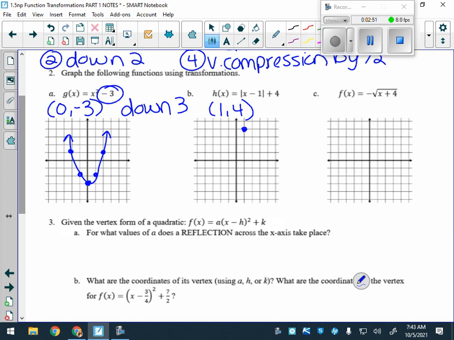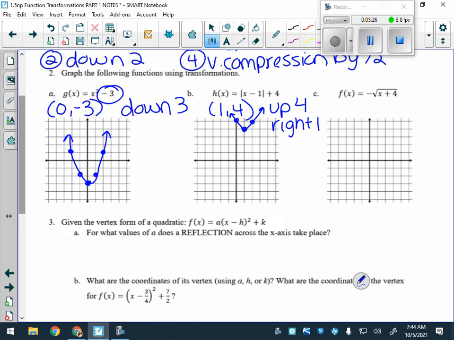I mean vertex. What directions are we moving in? Up how many? Okay. All right, so that's one transformation. Up 4. And then, Mia, what's another? To the right 1. And only for absolute value, you have your slope, which is the a value, right? Which is 1. So we should have this V shape.